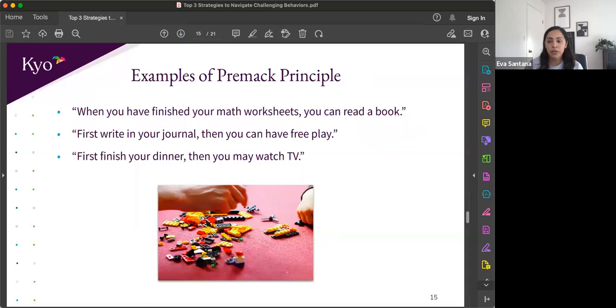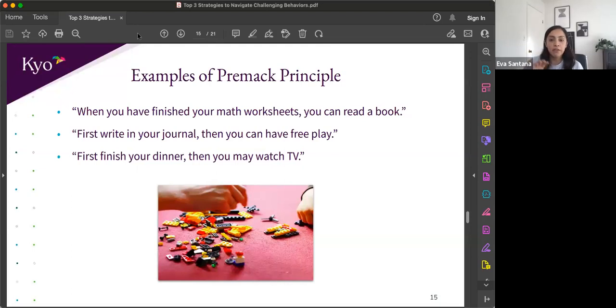Here are a few other examples. So when you have finished your math worksheets, you can read a book. So assuming that math worksheets are a little bit more difficult and then reading is a preferred task. Our second example is first write in your journal, then you can have free play. And lastly, first you finish your dinner, then you may watch TV.